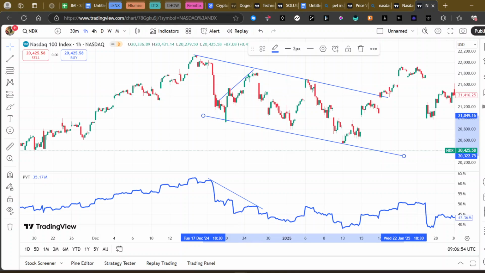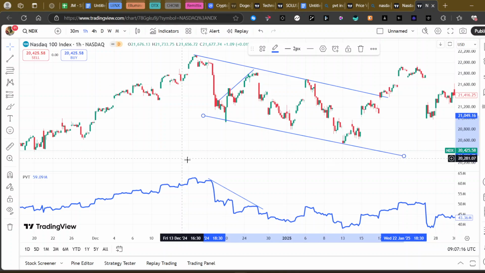All right. So one of the most powerful ways to use PVT is spotting divergences. If price is making new highs, but the PVT is making lower highs, it suggests that buying volume is drying up and the trend could be losing strength. Okay, so this can be a great early signal to prepare for a potential reversal.